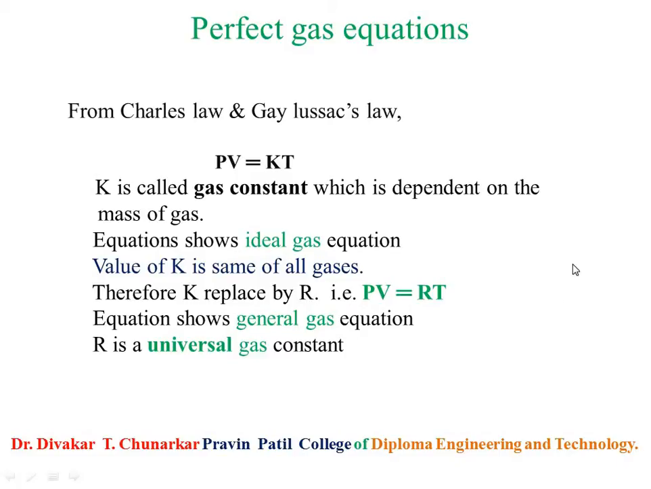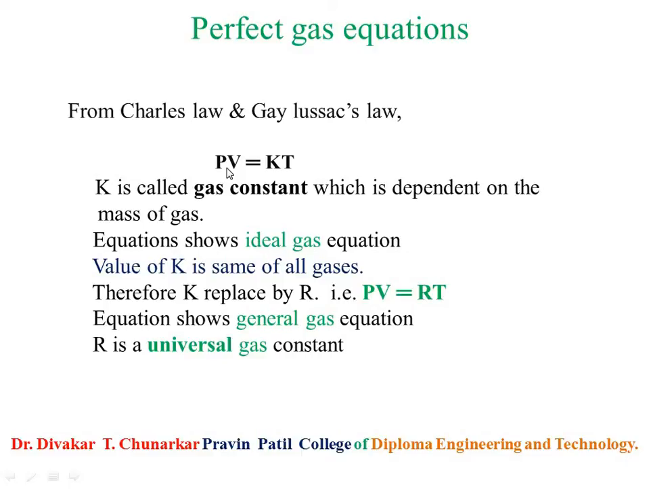Then the perfect gas equation. We know two relations: Charles's law, V proportional to T at constant P, and Gay-Lussac's law, P proportional to T at constant V. From these two proportionalities, along with Boyle's law, we can write PV equals KT. This is the perfect gas equation.